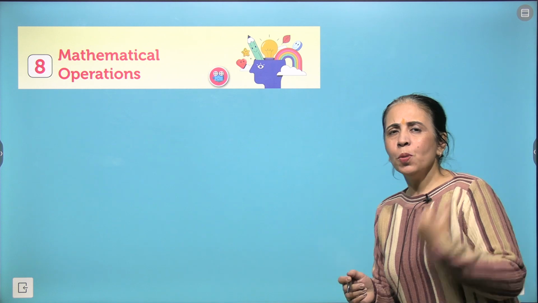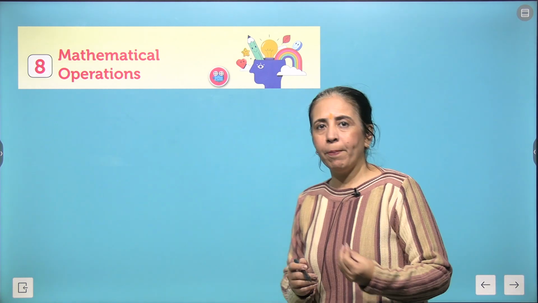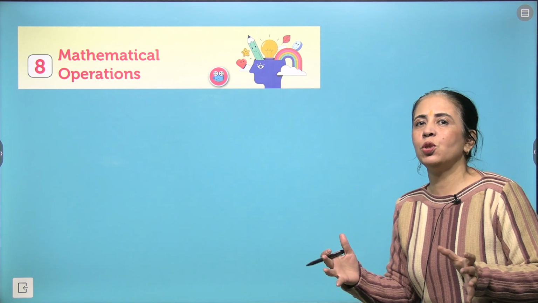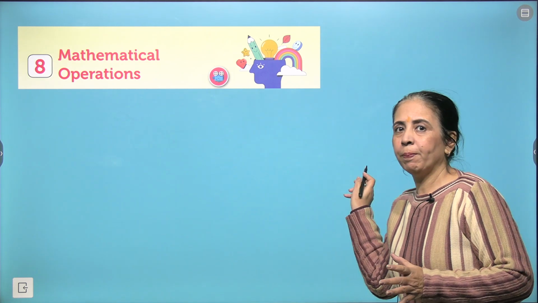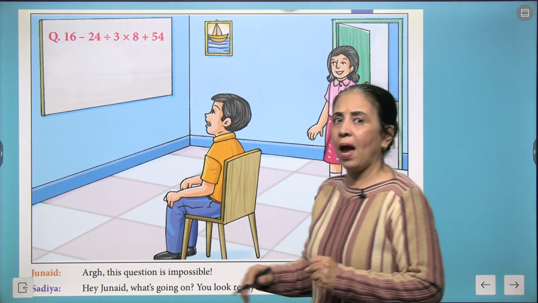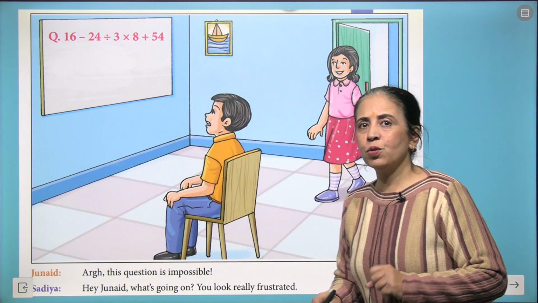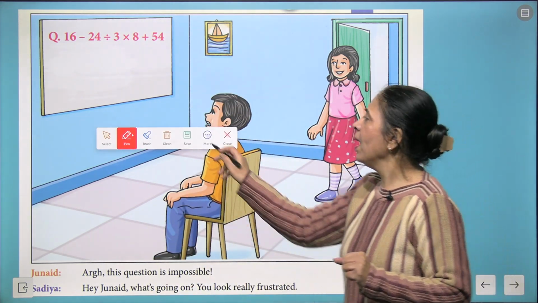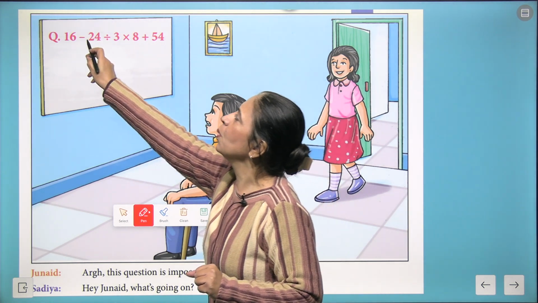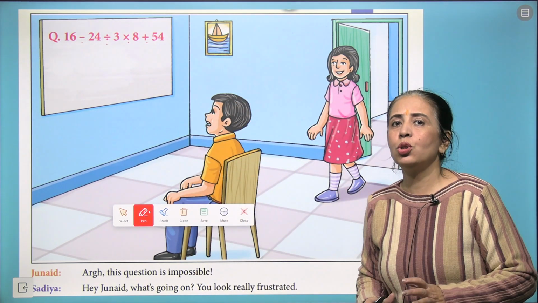This is mathematical operations. Most of the time, we get stuck when we see more than one mathematical operation given together in an expression. One of them is here, which Sadia and Iqbal are doing, and they are a bit confused. So come, let's help them. Here we have minus, division, multiply and addition all together.